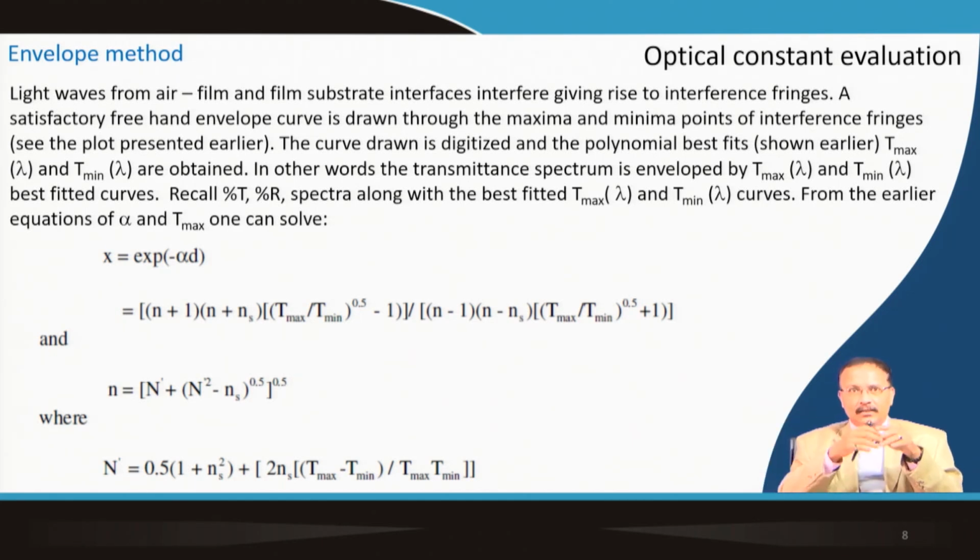Just look at the curve, and this drawn curve is digitized, and then you fit it with a polynomial. So, a polynomial fit can be made out of those points which cover the maxima and the minima, forming this envelope.